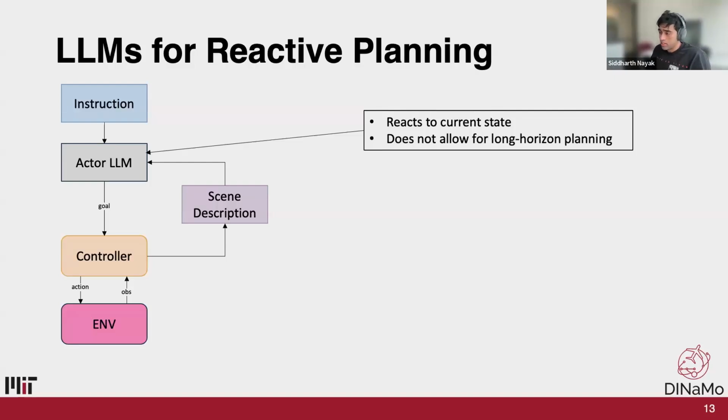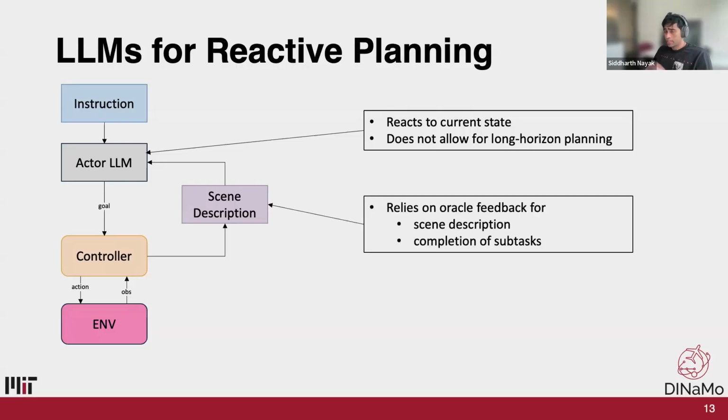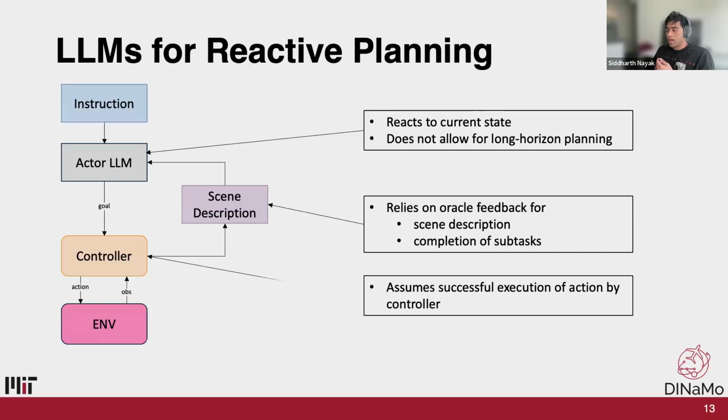But it does not really allow for long horizon planning because you're just reacting to the current observation. And also some of the prior works relied on an oracle or maybe a simulator to describe what the scene was and how much of the task you had completed. And the controller is assumed to be a very good controller, in the sense that you just assume that it will successfully execute something if you tell it to do something, which might not be possible in real life cases.